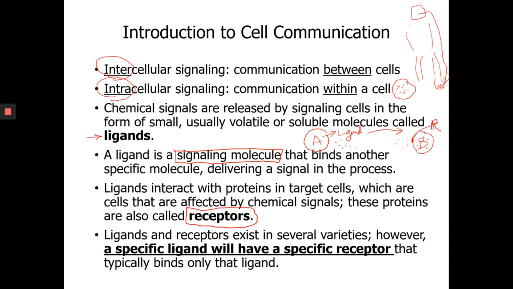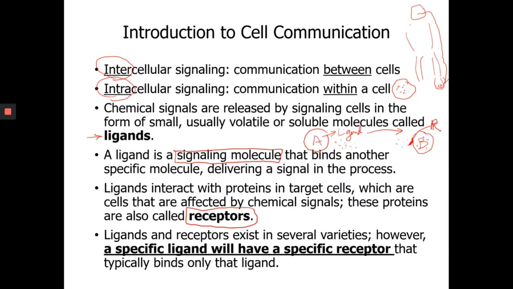The signaling cell releases ligand molecules, the signaling molecules, and then ligands travel to the target cell, which is cell B, and then ligands are going to bind to the receptors on the cell B surface or inside cell B. And once these two things bind, they're going to trigger a series of chemical reactions. That's almost like A telling B what to do. So that's cell communication.